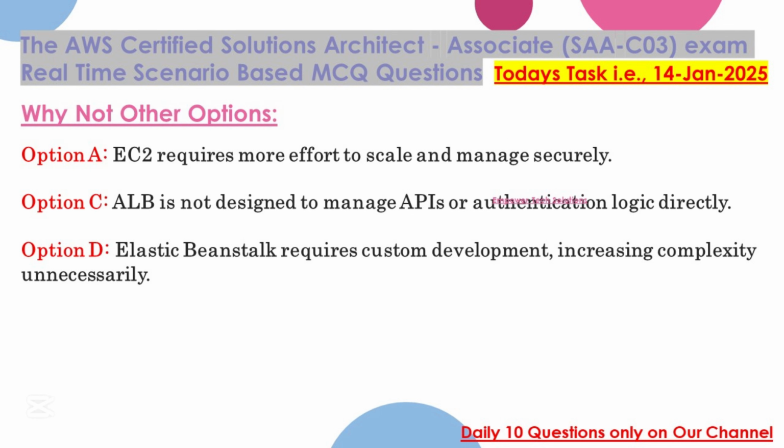Why not other options? Option A, EC2 requires more effort to scale and manage securely. Option C, ALB is not designed to manage APIs or authentication logic directly. Option D, Elastic Beanstalk requires custom development, increasing complexity unnecessarily.